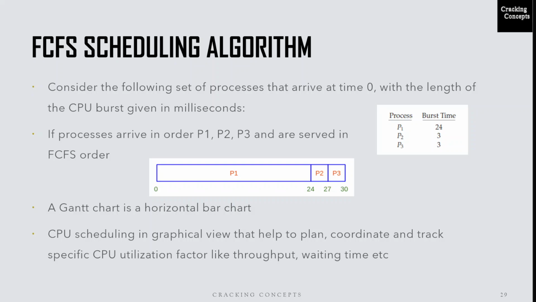Now, if the processes arrive in the order P1, P2, P3 and are served in FCFS order, this is the resulting Gantt chart. Now, a Gantt chart is a horizontal bar chart that is used to show CPU scheduling in graphical view that help to plan, coordinate and track specific CPU utilization factors like throughput, waiting time, turnaround time, etc.